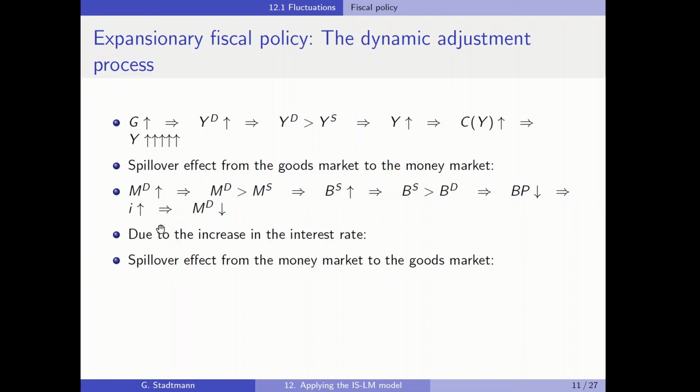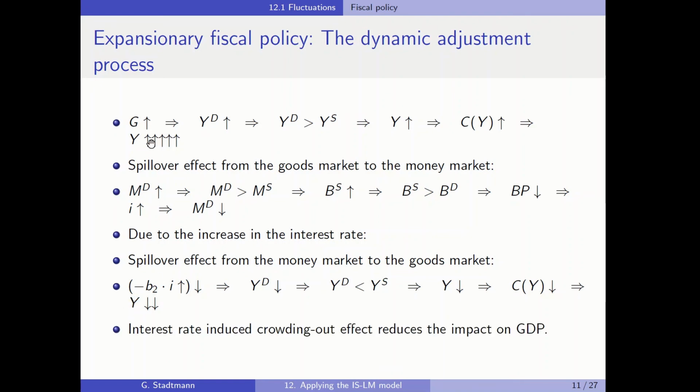Now we have another spillover effect from the money market to the goods market. An increase in the interest rate affects investment negatively. When the interest rate increases, there is a negative sign in the investment function, so investment decreases. This lowers demand for investment goods, supply is larger than demand, GDP decreases, a negative multiplier effect kicks in, and GDP decreases here by 2 arrows.